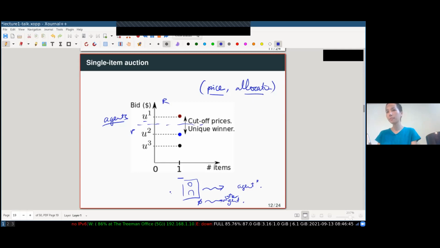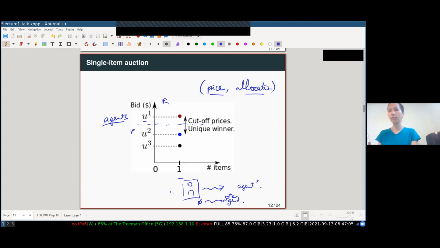A, you sell your item, right? And B, everyone is happy with their allocation at that price. So again, the second part is that all your agents have to be happy with the price you announce and the allocation that you give them. Okay. And what does happy mean, right?